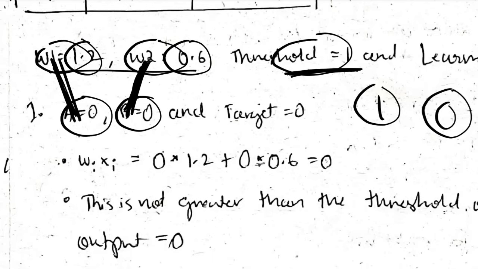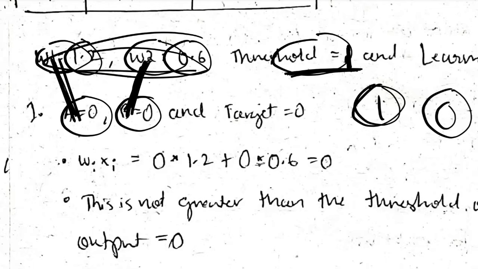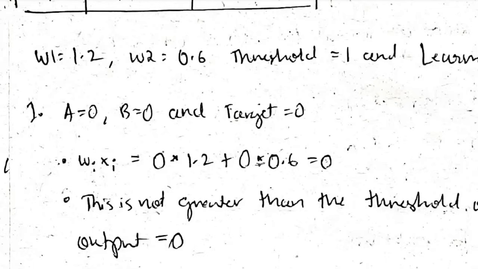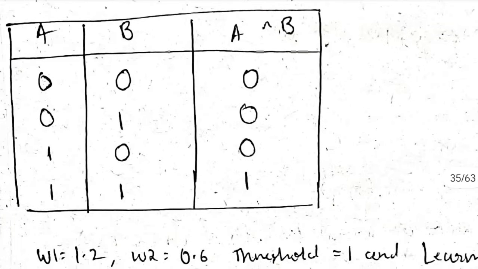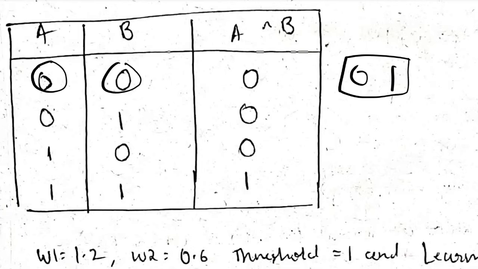Threshold 1 means whatever answer I get, if it is more than this threshold value, the output should be 1. If it is less than the threshold value, the output should be 0. So that's what is written here. First we'll be multiplying A with W1, B with W2, and then we'll see what answer I get. If it is less than 1, output will be 0. If it is more than 1, output will be 1. Whatever answer I get after this calculation, it should correspond to this one. Same answer should be there. If it is not, I'll go back and correct it.